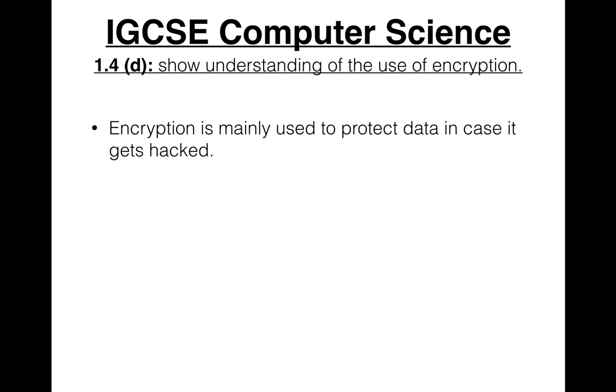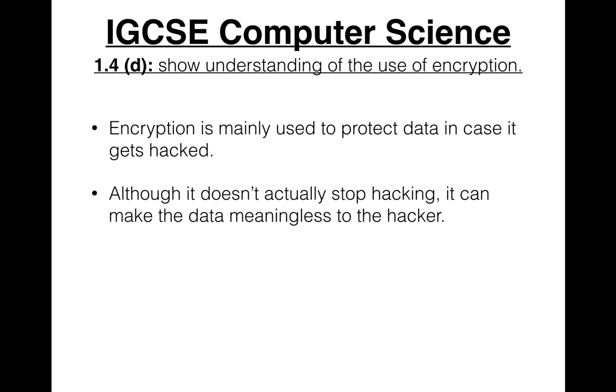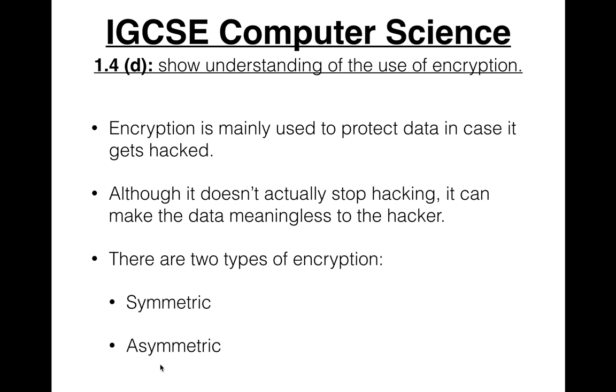Alright, so we looked at encryption really briefly in the last video. So what is encryption? Encryption is used to protect data in case it gets hacked. Although it doesn't stop hacking, it can make the data meaningless to the hacker. There are two types of encryption: symmetric and asymmetric. We'll be looking at these two today.